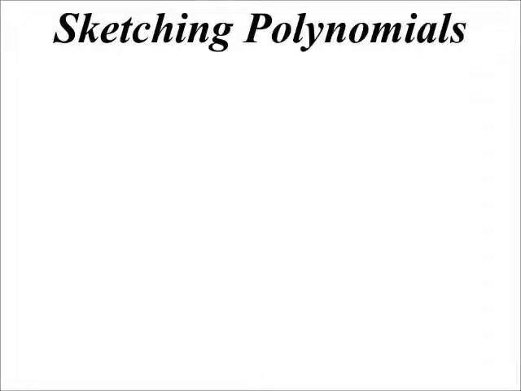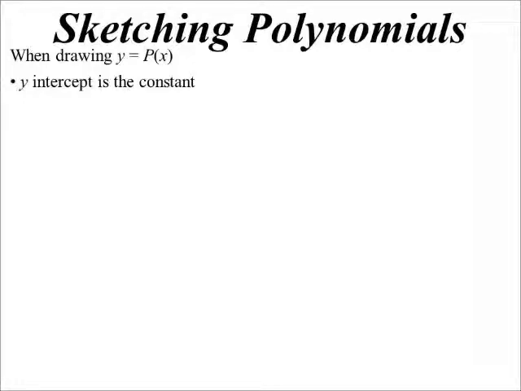So, we've been talking about graphs and curve sketching and all these sorts of things. Let's have a look at a general idea of sketching polynomials, things to watch out for. Obviously, the y-intercept is always going to be the constant. It doesn't matter what the polynomial is, because when you substitute 0 into all the x's, you're just going to be left with a constant.